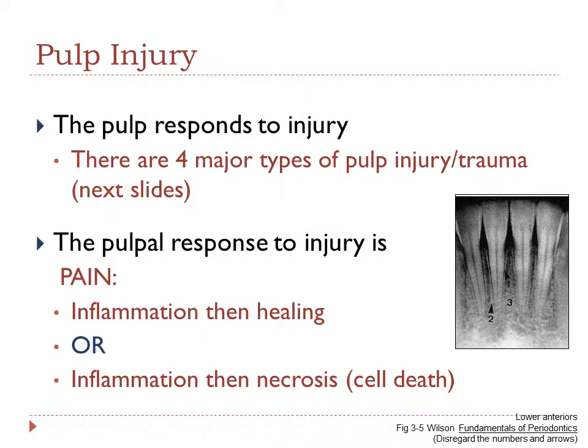Any inflammation of the pulp followed by healing is referred to as reversible pulpitis. If inflammation is followed by pulpal necrosis, this is referred to as irreversible pulpitis. And the only options at this point for the tooth are to extract, that is, take out the tooth, or endodontic treatment, that is, take out the pulp and place a root canal filling material in the pulp spaces.